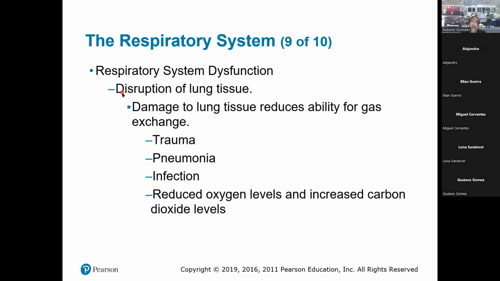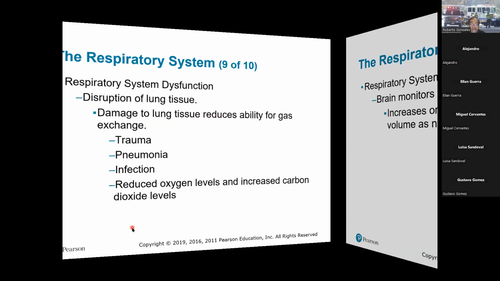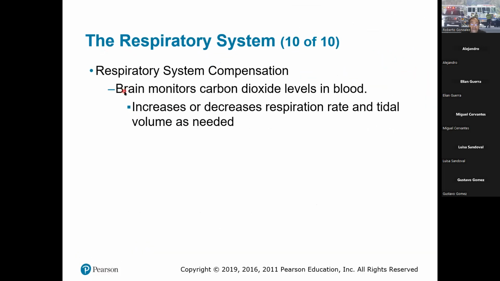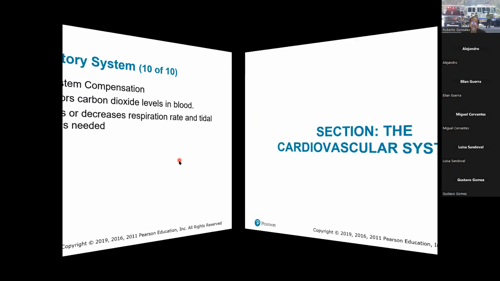Respiratory system dysfunction, disruption of lung tissue. Damage to the lung tissue reduces the ability of gas exchange. It can be caused by trauma, pneumonia, infection, or reduced oxygen levels and increased carbon dioxide levels in the body. The brain monitors carbon dioxide levels in the blood and increases or decreases respiratory rate and tidal volumes as needed.